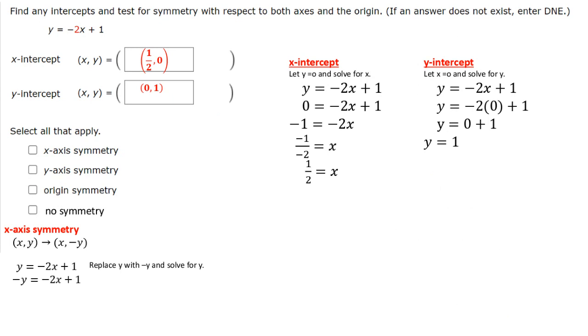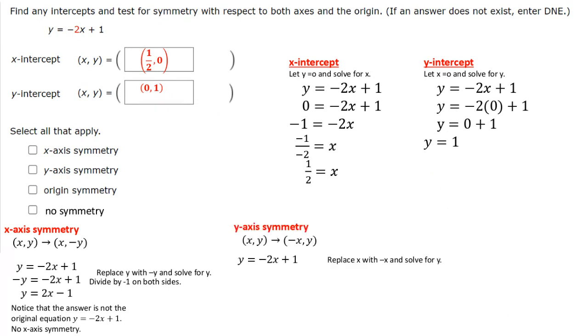Okay, so when we replace the y with a negative y and divide both sides by -1, we notice that the answer is not the original equation, right? The original equation was y is equal to -2x plus 1. So this has no x-axis symmetry, okay?